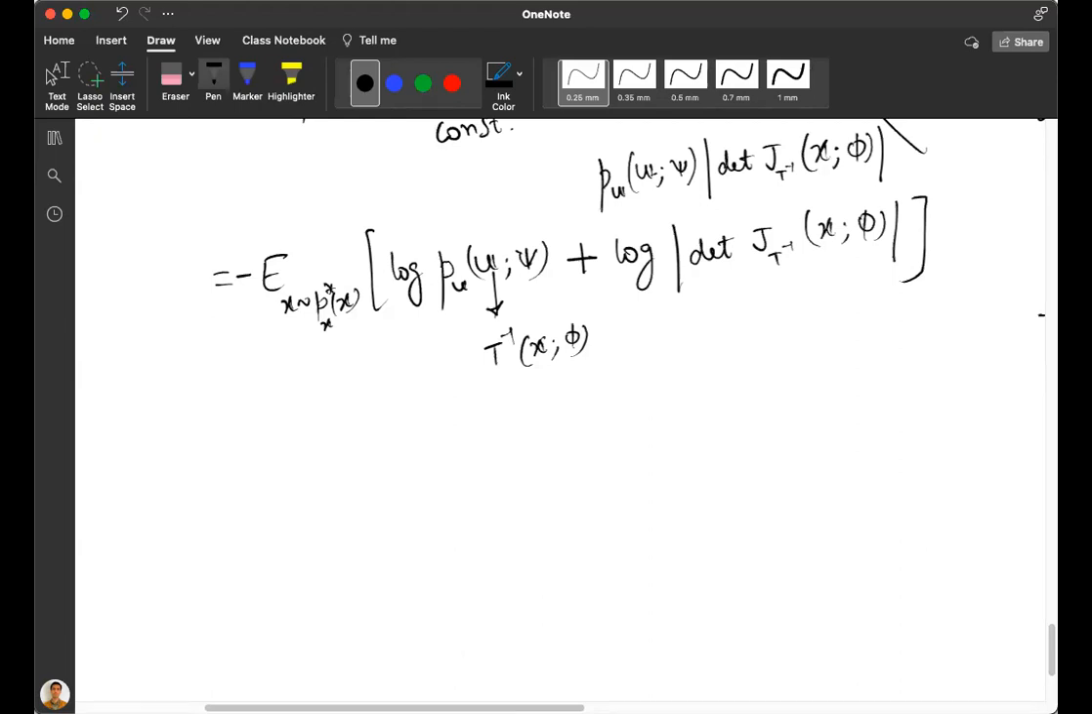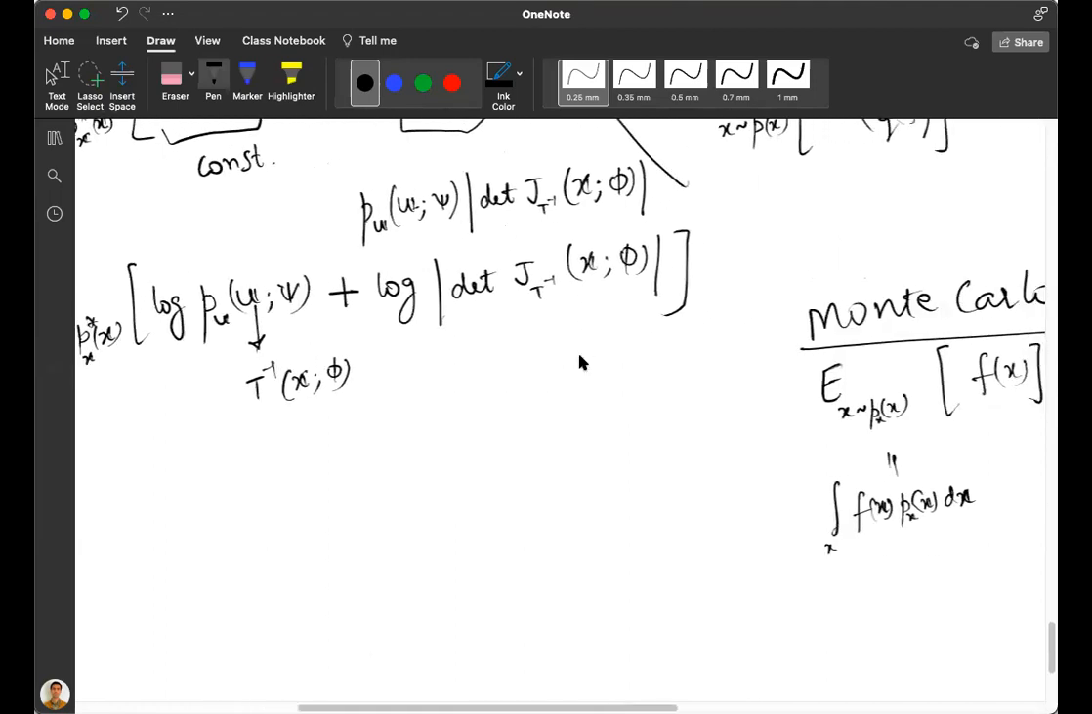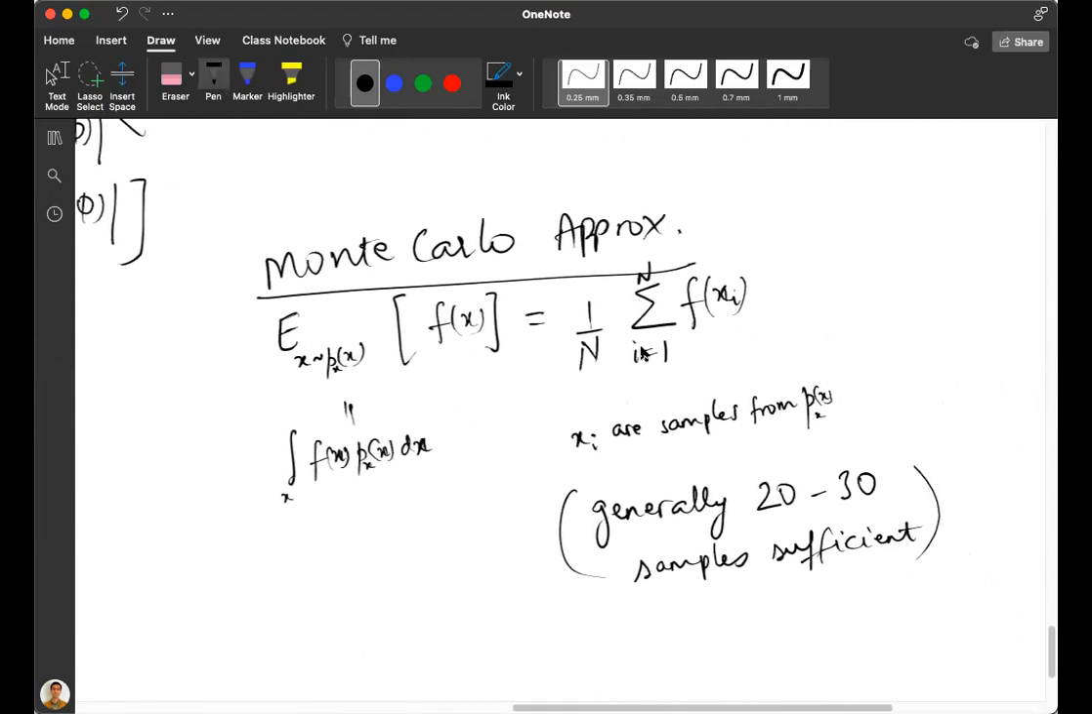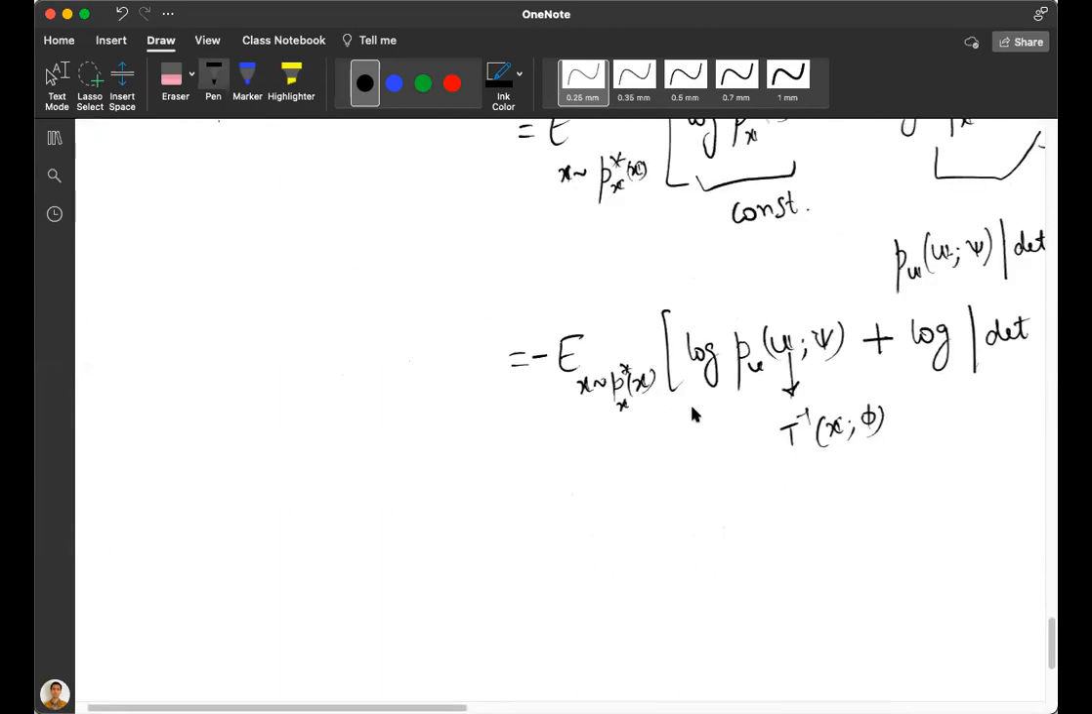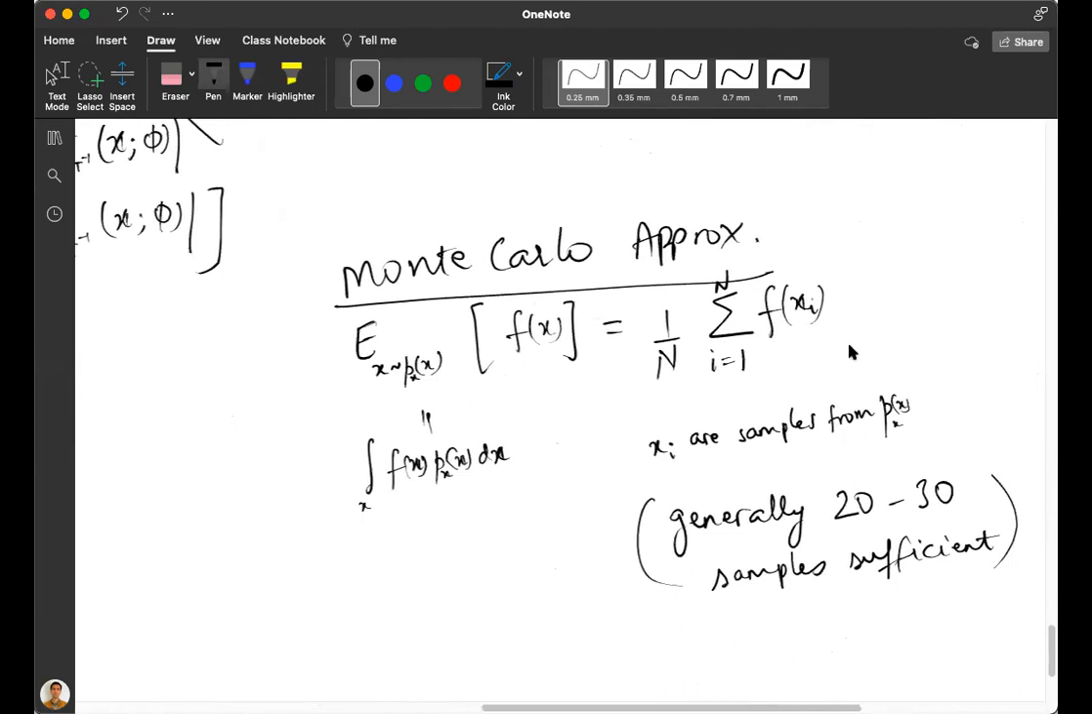Excuse me, sir. Yes. Just the last point: n would approximately depend on the complexity of p star x. Yeah, but generally it turns out that 20 to 30 samples are sufficient to estimate the Monte Carlo approximation. Of course, here we are doing gradients and we may need more samples. For training, yes, we will need more samples, but to estimate just this term, it is sufficient.